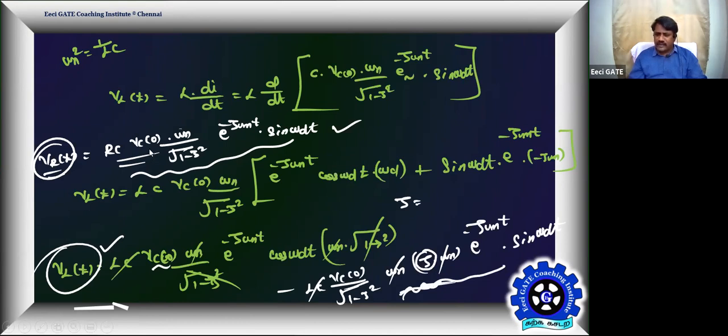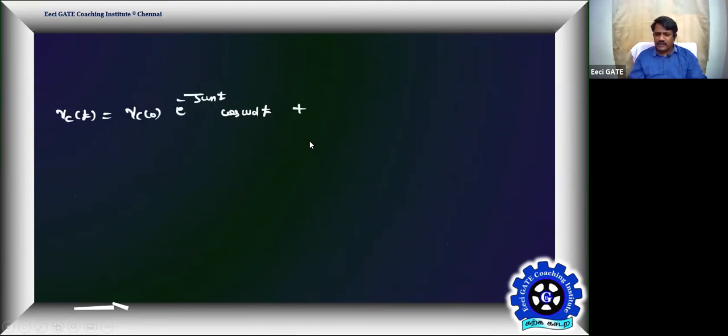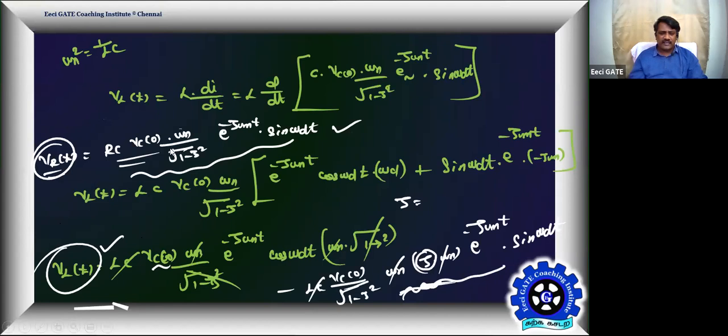Vc of 0 is common. e power minus zeta omega nt is common. Sin omega dt is common. So let me take the second term, Vc of 0 e power minus zeta omega nt and then sin omega dt as common. What is the remaining in the positive term? Rc by root of 1 minus zeta square.